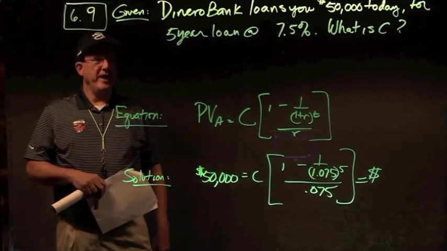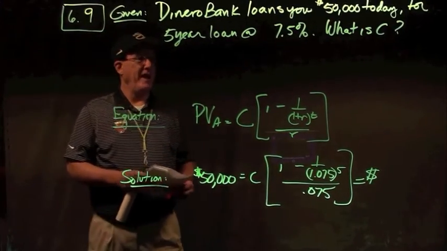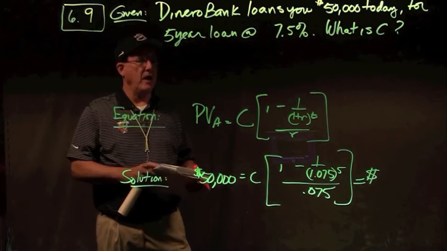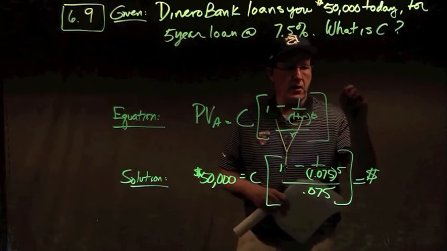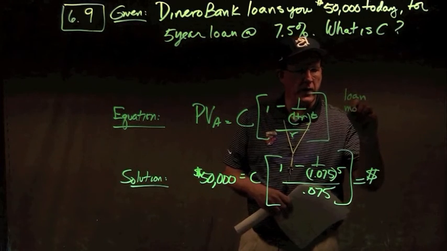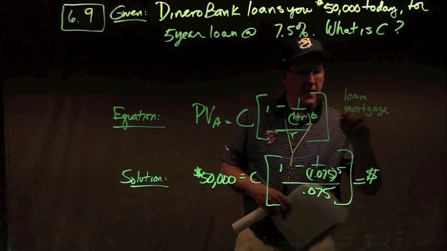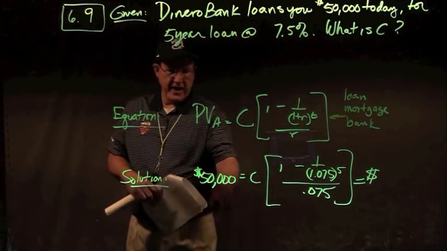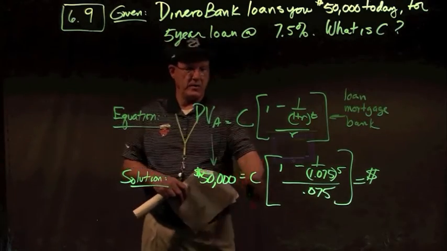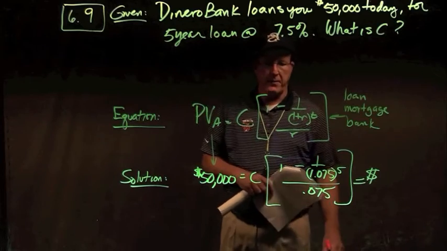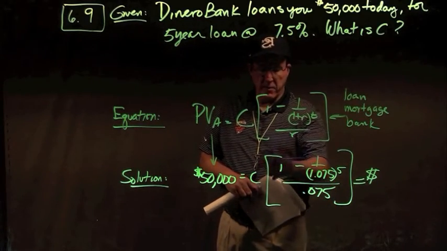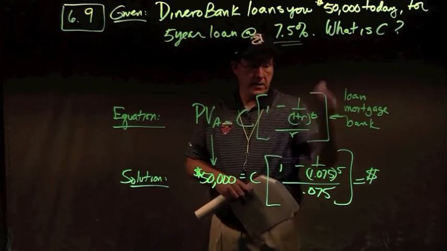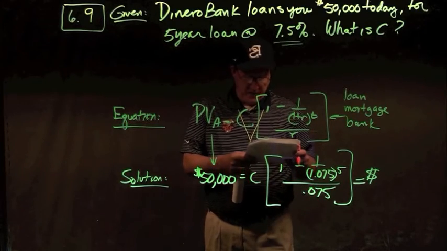In problem number 9, we're given that Dinero Bank loans you $50,000 today for a 5-year loan. You're going to pay it off over 5 years at 7.5%. What is the constant payment amount? We're going to use the loan equation, the mortgage equation, the bank equation. You see any of those words, you know you need to use present value annuity. I'm getting the loan today. Present value is $50,000. What's the constant loan amount I need to pay back to Dinero Bank? I multiply my C times 1 minus 1 over 1.075, my interest rate, to the 5th power, over 0.075.